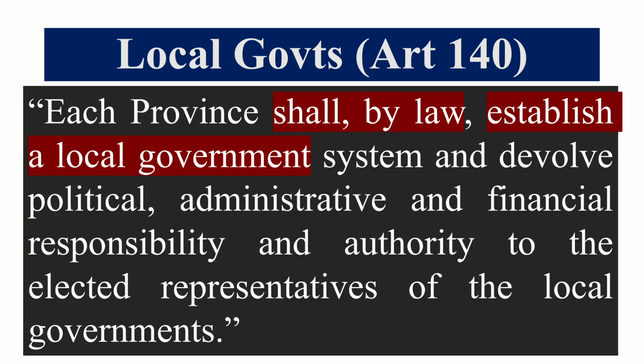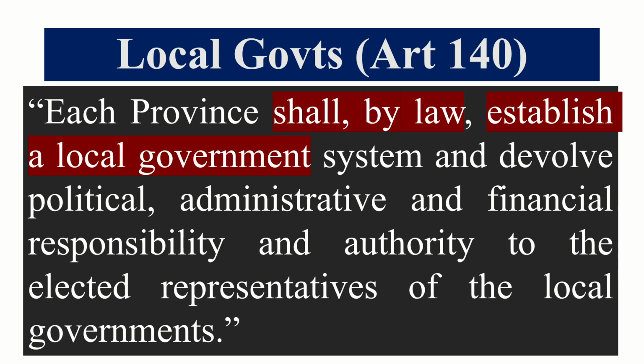Now we come to the local government. So there is only one article in the Constitution which is about the local governments, and that is Article 140. The article says that each province shall by law establish a local government system and devolve political, administrative and financial responsibility and authority to the elected representatives of the local governments. Now this wording is very significant. First, it made it necessary for each province to set up a local government according to a law, by enacting a local government law, which will be enacted by the Provincial Assembly.